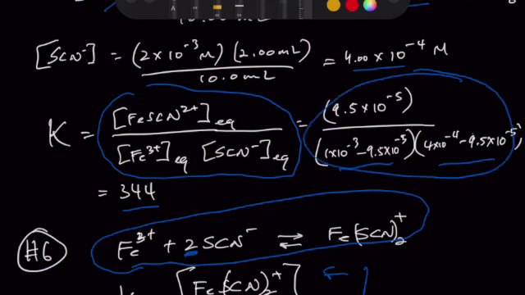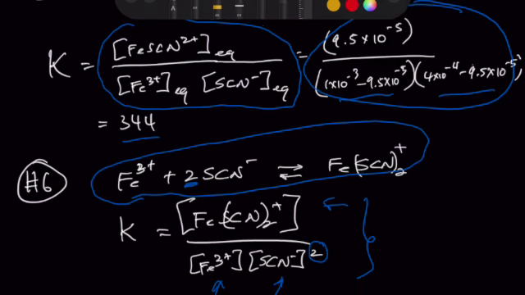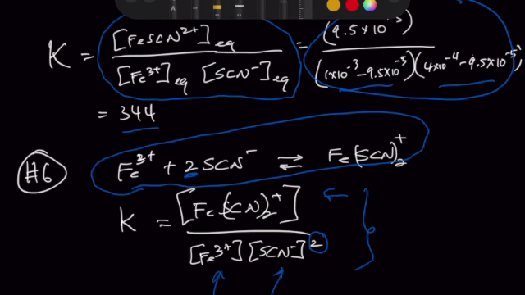And so think about how that's going to affect these numbers right here. So you can redo the ICE table with that 1 to 2 stoichiometry and just see how the numbers would change as a result of that adjustment in the stoichiometry. Okay? I hope that helps.